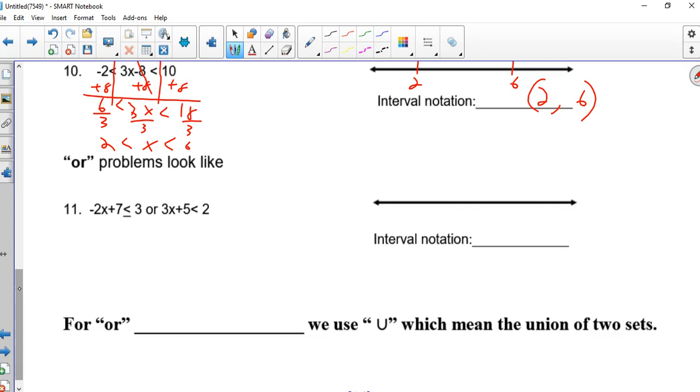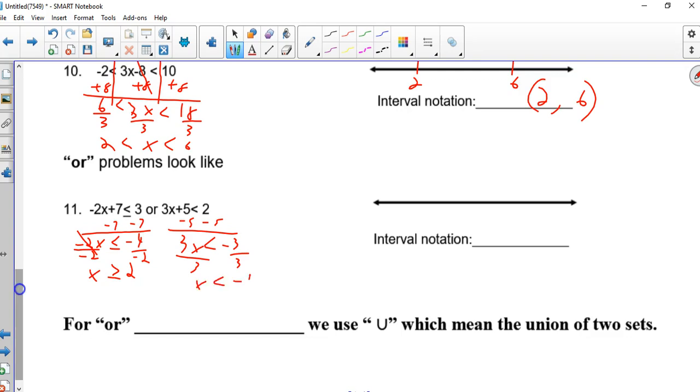Or problems, you just solve them separately. So I'm going to minus 7, minus 7. Negative 2x is less than or equal to negative 4. I'm going to divide by negative 2 on both sides. Remember to flip the symbol. That gives me positive 2. So x is greater than or equal to 2. Over here, minus 5. 3x is less than negative 3. Divide by 3. Now, since I'm dividing by a positive, yes, there's a negative, but I'm dividing by a positive, so x is less than negative 1.